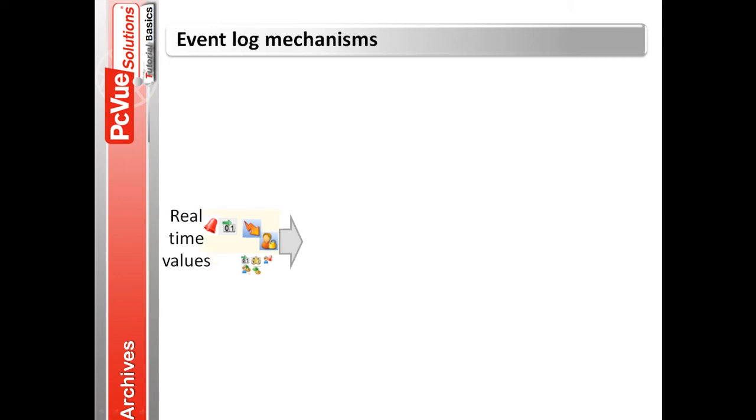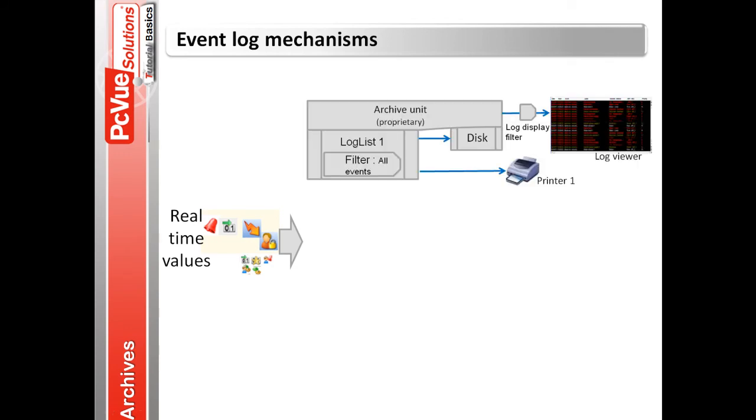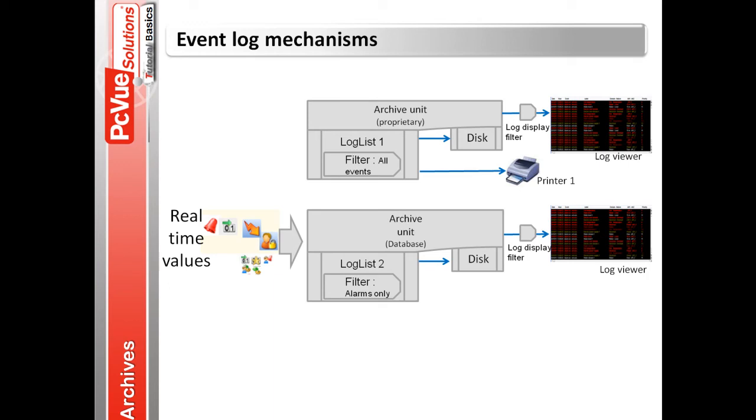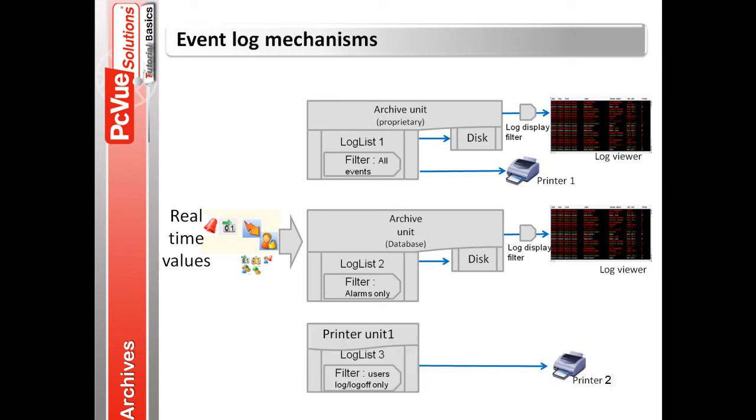It's possible to find log lists attached to different types of archive units filtering different events. Here the log list 1 records all events in a proprietary archive unit and prints it to printer 1. The log list 2 records only the alarms in the database archive unit. User logon and log off are only printed through the printer log list as shown.